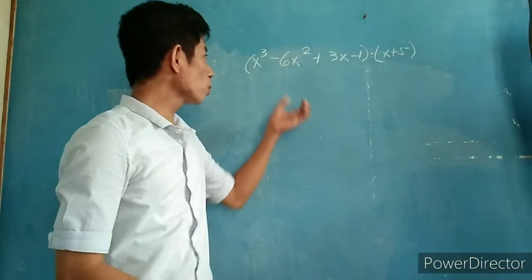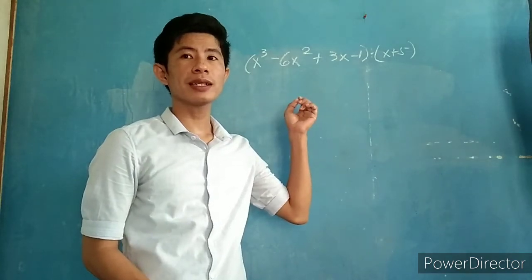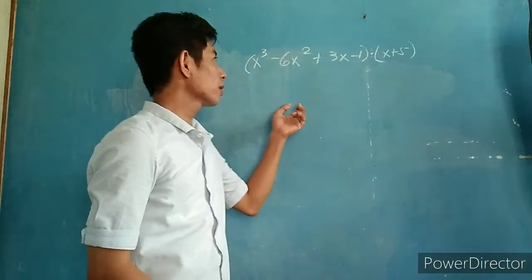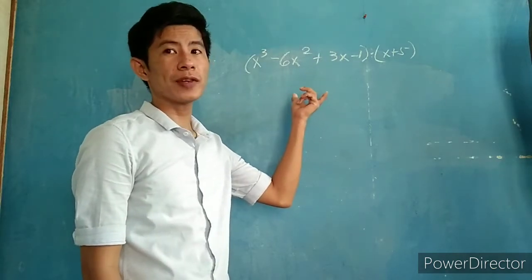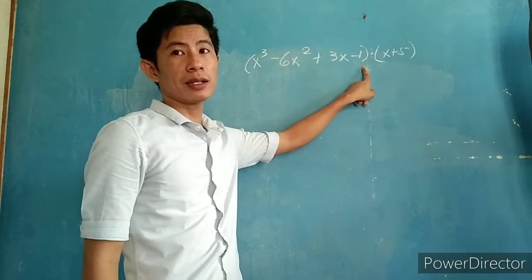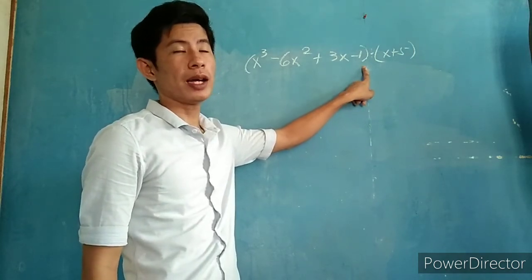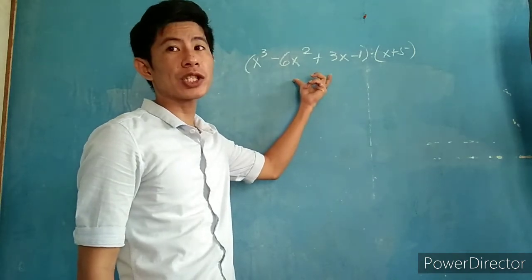Okay, so we will solve the same problem, but this time we're going to use synthetic division. In dividing polynomials using synthetic division, the first step is to rearrange the dividend in decreasing power. And after that, we will get the numerical coefficient of each term.